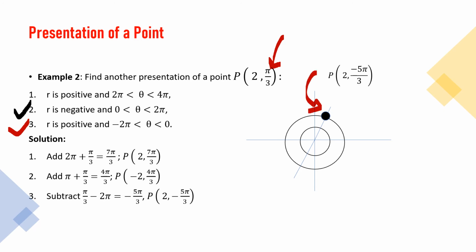So notice, if a point is in polar coordinates, we can name this point in 3 ways without sacrificing the position of that point. So definitely the angle is going to change. The radius might be different, might stay positive, might stay negative. But either by adding 2 pi, or by subtracting 2 pi, or by adding pi.